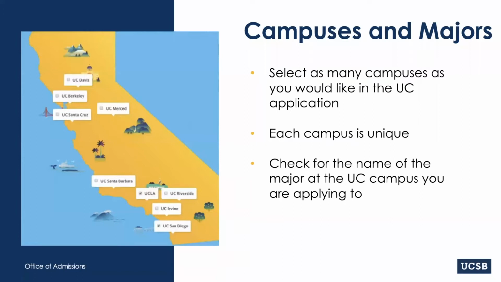The UC system is made up of 9 undergraduate campuses. When filling out your UC application, you may select as many campuses as you would like. You do not rank the campuses in order of your preference. There's a $70 application fee per campus and $80 for international students.